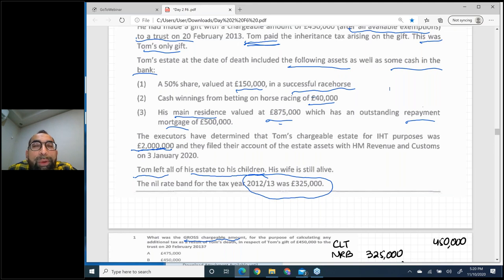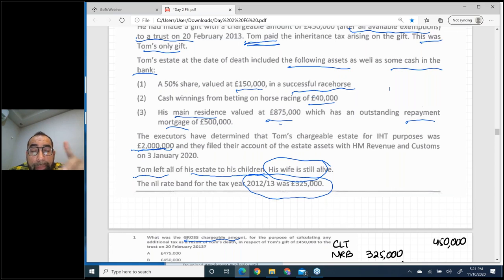No, no. Why? Because his wife is still alive. That topic is only applicable if his wife has already passed away, and if there is some unused NRB in the past, then he can use it. But this topic is not applicable here because it's clearly written that his wife is still alive, so only his own NRB we can use.